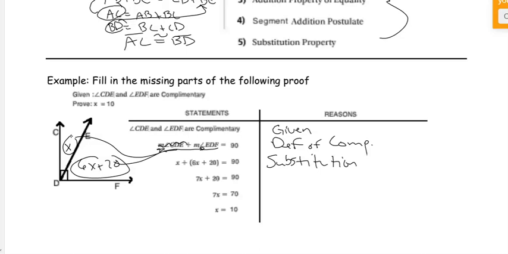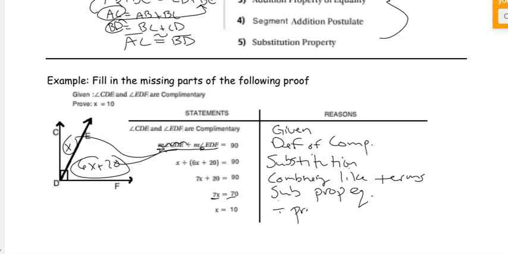Next, what are we going to be doing here? We combined like terms, right? Then it looks like they subtracted on both sides, so subtraction property of equality. And then what did they do? Looks like they divided on both sides, so division property of equality.